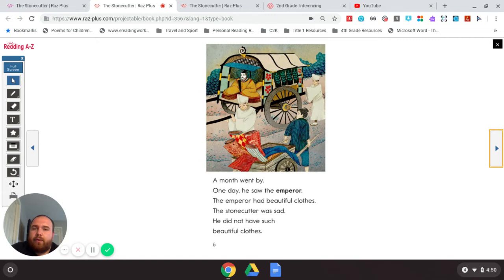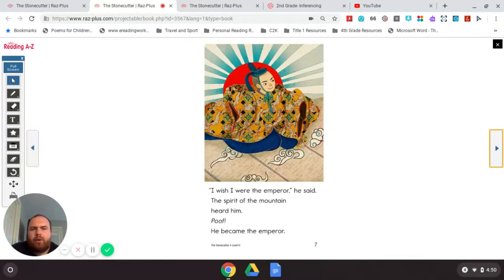A month went by. One day he saw the emperor. The emperor had beautiful clothes. The stonecutter was sad. He did not have such beautiful clothes. I wish I were an emperor. I wish I were the emperor, he said. The spirit of the mountain heard him. Poof! He became the emperor.